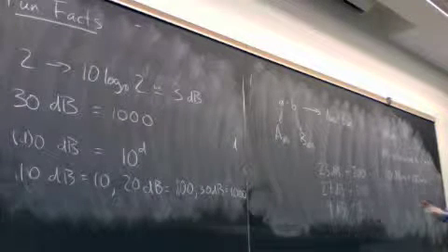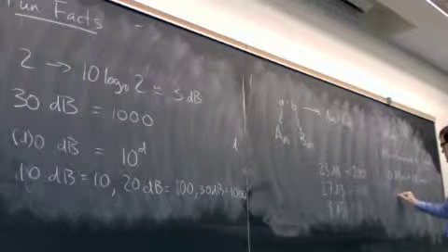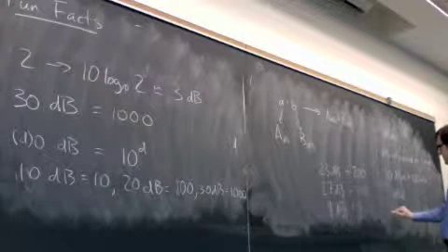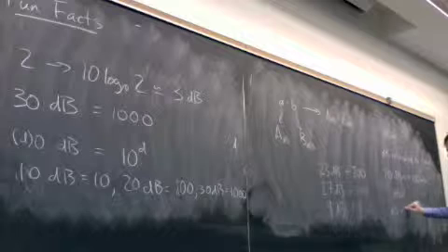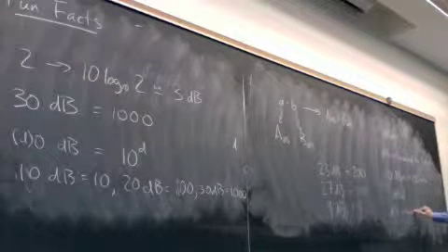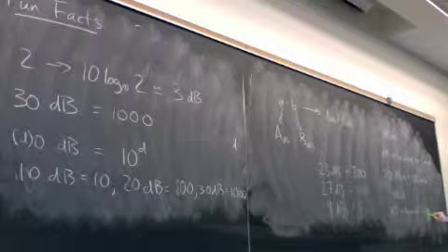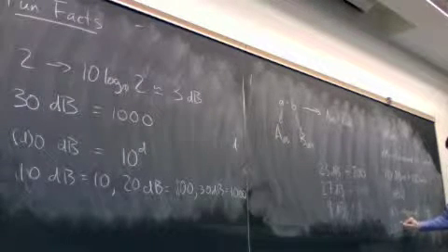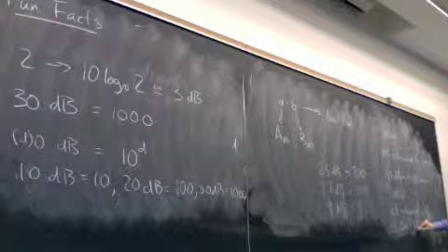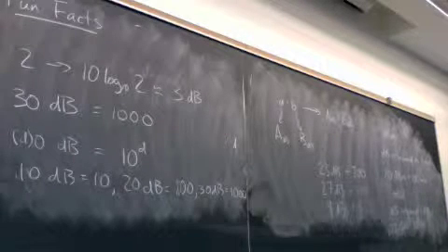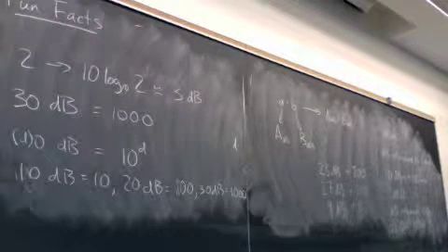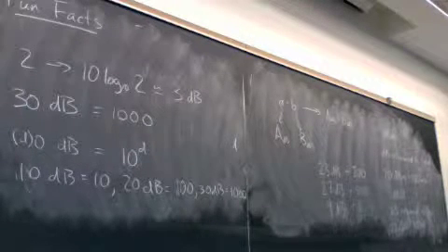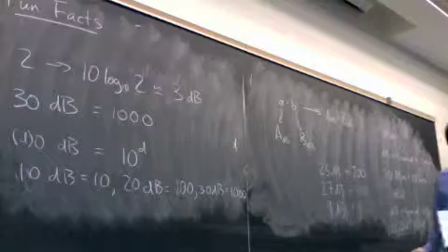You may also see dBW. Yeah. dBW is dB referenced to a watt. So in that case, 20 dBW is 100 watts. Okay, so there's your reminder on decibels.